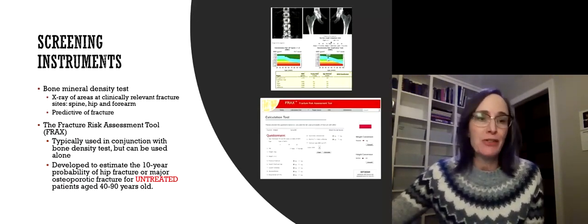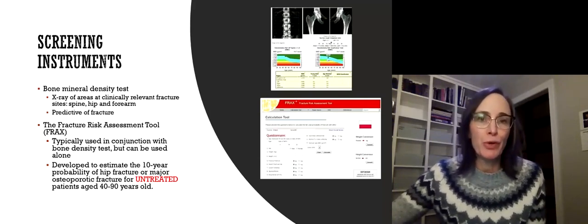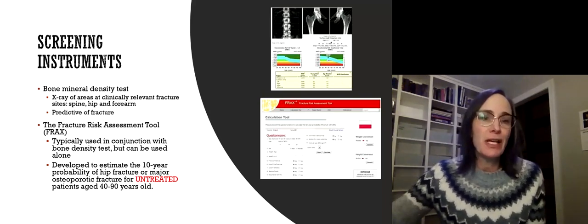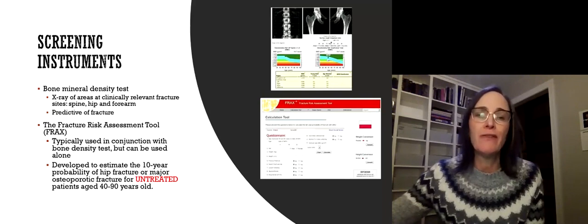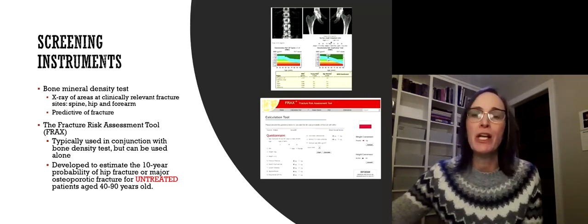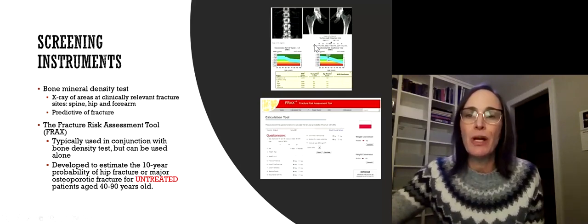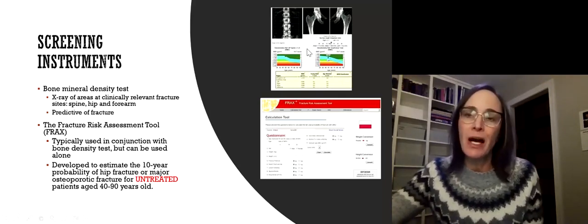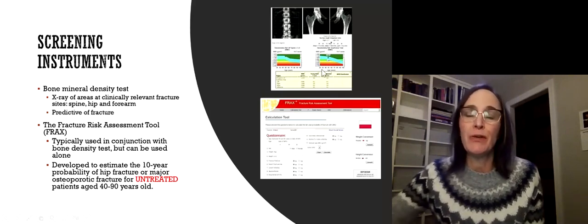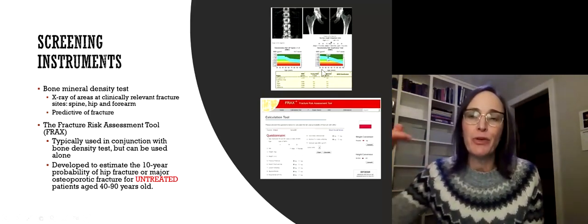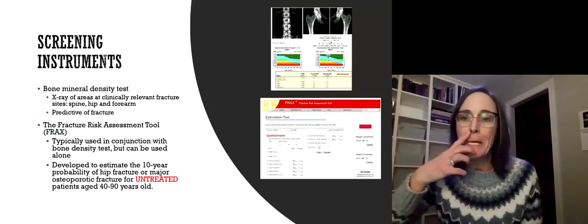Well, we have a couple of instruments. The most common one that you would order in practice is a bone mineral density test. And this is essentially an x-ray where the patient goes in and they x-ray areas at clinically relevant fracture sites, such as your spine, your hip, and your forearm. And this is very predictive of fracture risk. And so what you can see here is essentially what a bone density test looks like. On the top picture here, you would get a report after you ordered it that listed out the scores, and we'll go through that.